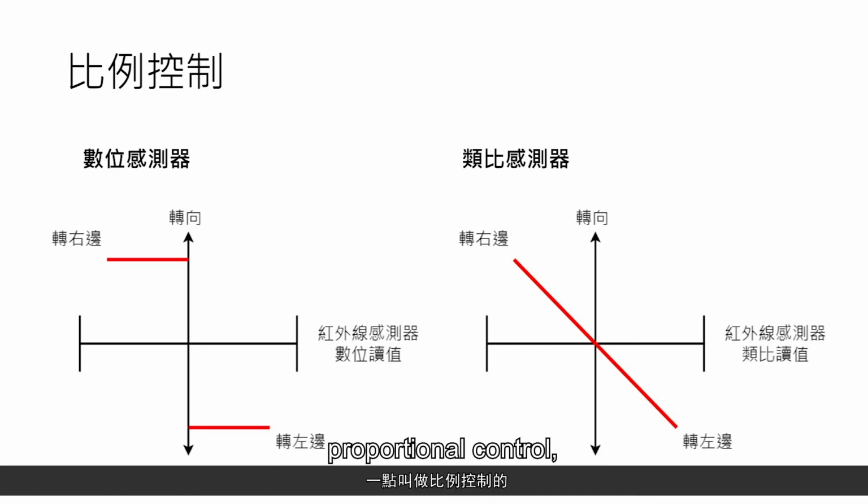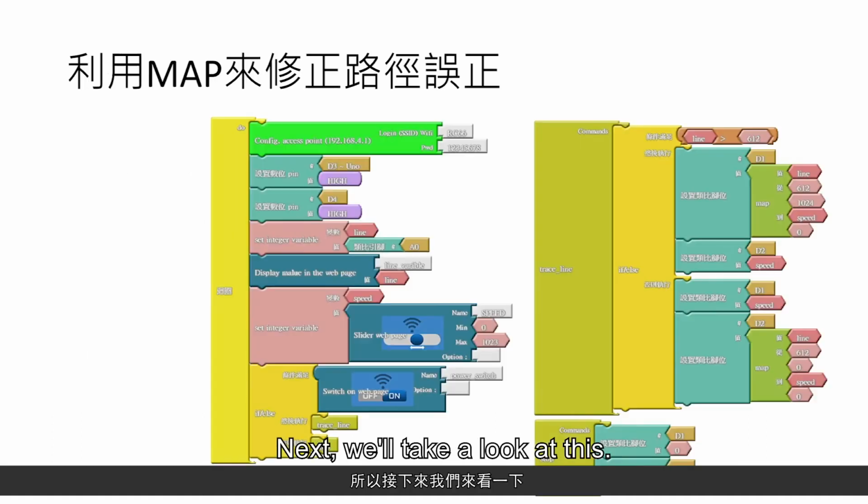This is called proportional control. The greater the margin of error, the greater the PWM output will be. So it's proportional. Next, we'll take a look at this. How are we going to perform this when writing the program?